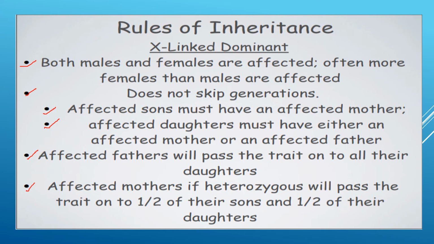So 50% of the sons and 50% of the daughters are affected by the mother. But if the mother is homozygous affected, then 100% of the sons are going to be affected, because the son inherits the X chromosome only from the mother. If the mother is affected, then all the male sons are compulsorily affected. If the mother is in a heterozygous condition, then 50% of the sons and 50% of the daughters are affected.